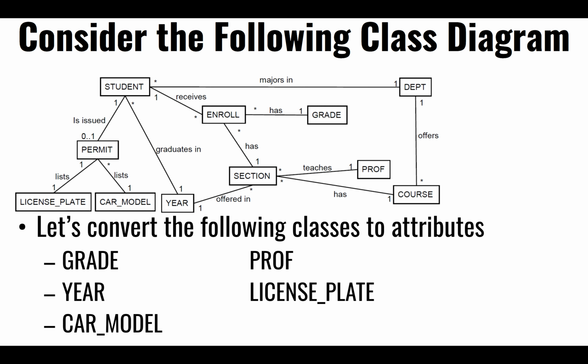In the enrollment, we can take a look at the year or the car model or the license plate, right? And remove the class, but represent them as attributes in the original class that they were being referred from, right? So year has two relationships with students and the section. Professor has a relationship with section. We have the car model can be embedded in the permit.